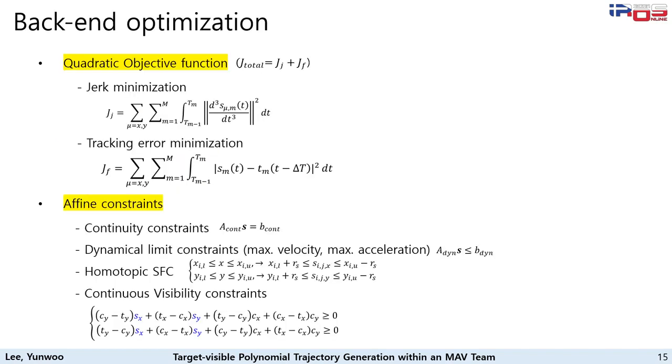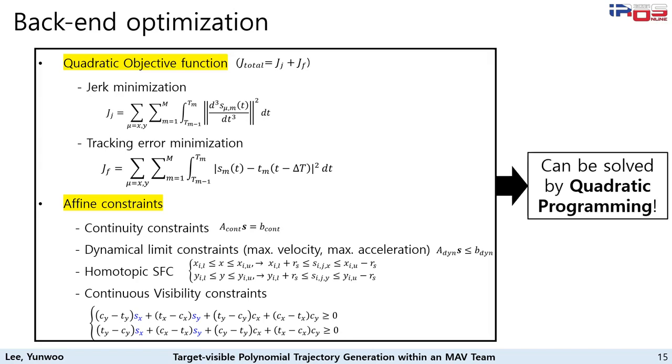Back to our optimization problem, we can formulate the optimization problem as quadratic programming. Our objective function can be expressed as a quadratic function, and all constraints can be represented as affine equality and inequality constraints. To sum up, this formulation is a quadratic programming problem and can be solved by a conventional convex solver.